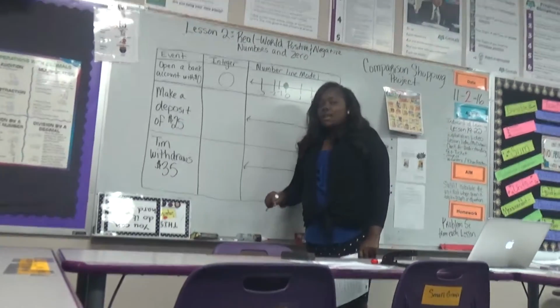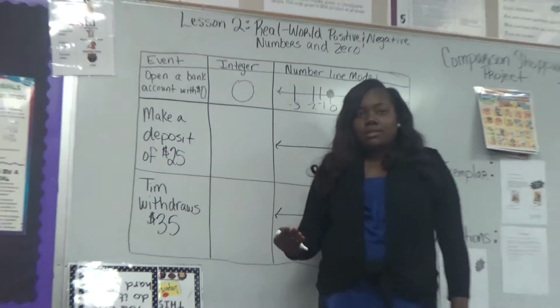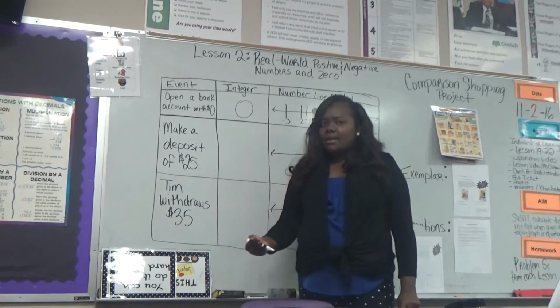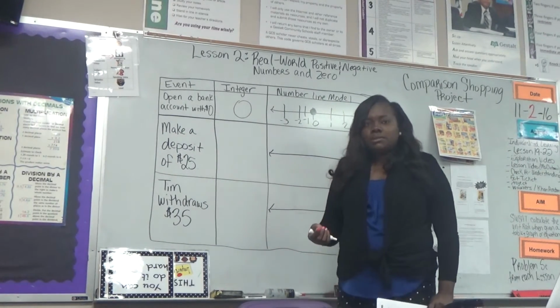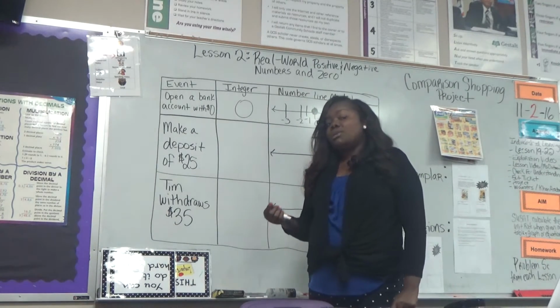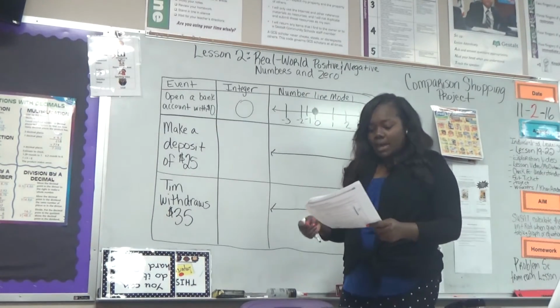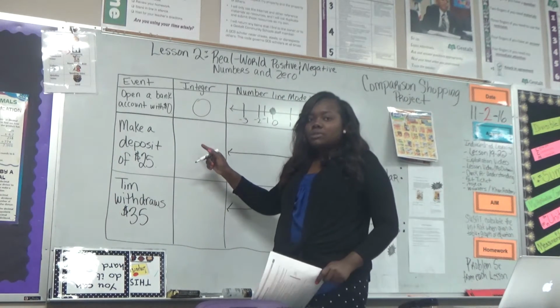So now, let's look at our next situation. My next event says I make a deposit of $25. What would that look like as an integer? Is that positive or negative? It's positive. And what keyword lets you know that it's positive? Deposit. So, what number am I going to write here under integer?